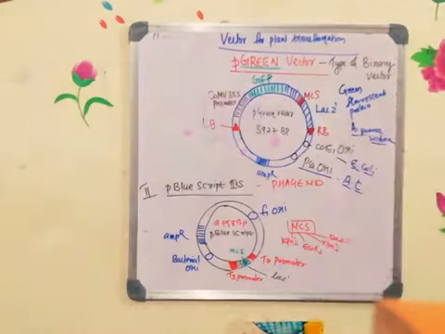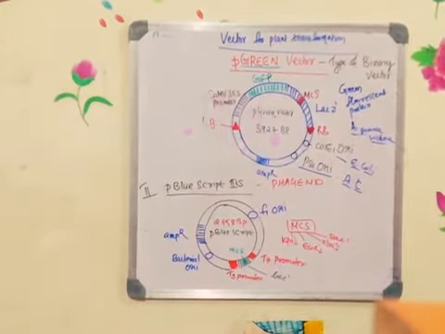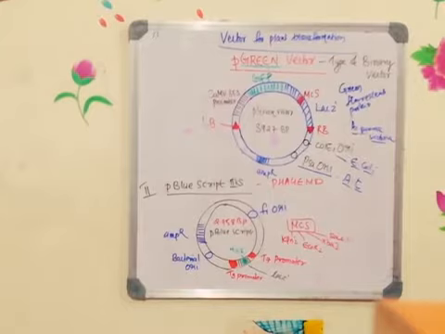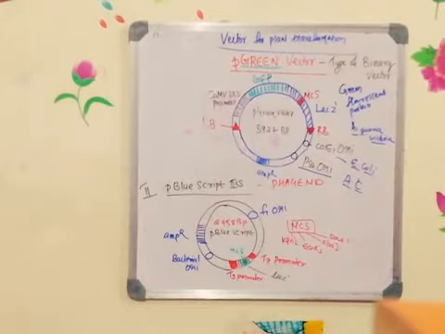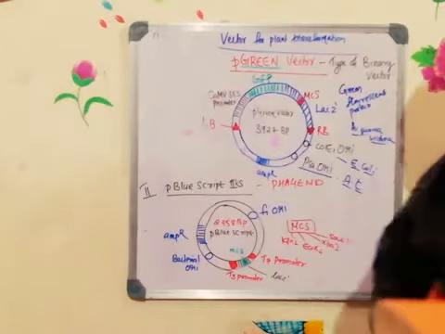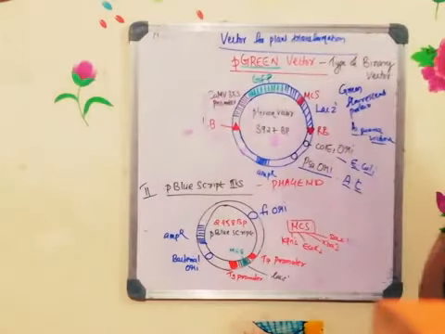Whenever we use this particular vector, we have to depend on a helper. The helper plasmid is known as the P-soup vector, which is having a ColE1 origin of replication, a tetracycline resistant gene, and an origin of replication. Clear with the P green vector? Now we'll move on to the next vector, which is called the pBluescript II KS.